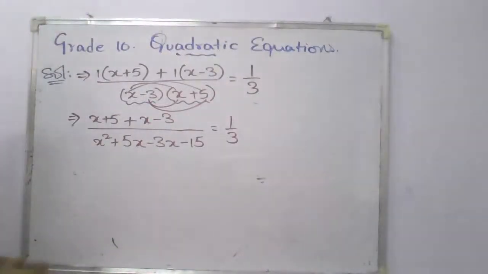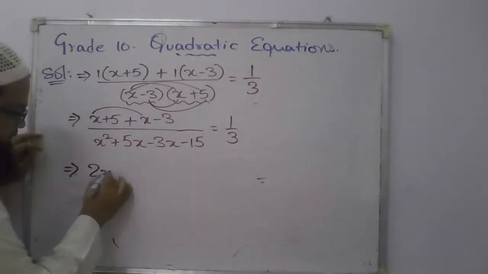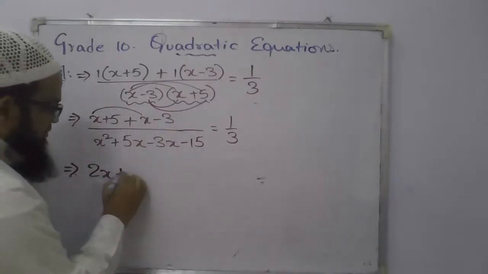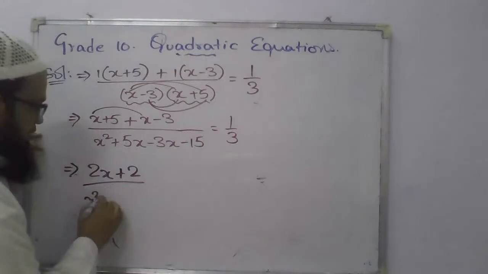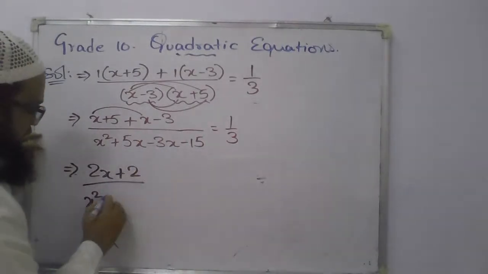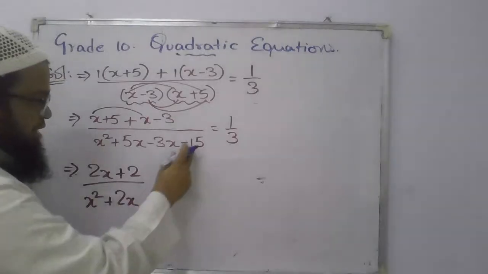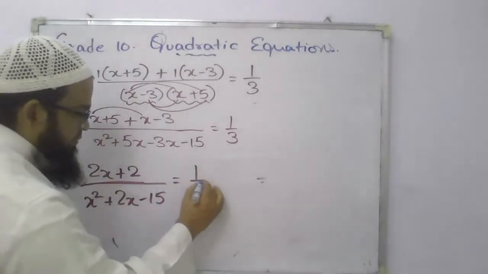Okay. Now, x plus x, 2x. 5 minus 3 plus 2 divided by x square. 5x minus 3x, 5x minus 3x is what? 2x. Then (x plus 2)/(x square plus 2x minus 15) is equal to 1 by 3.